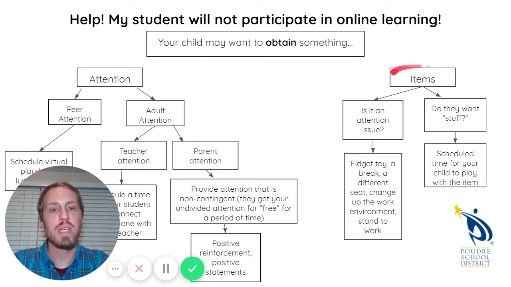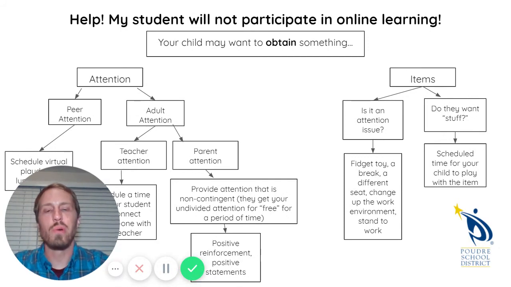And if they're looking to obtain some items, it could be that they're really struggling. They need to fidget with something. That's why they're trying to get a hold of an item. The other idea might be that they just want stuff and they want time to play with things. And so as you look through the chart, it's not going to provide answers for every single problem that you have, and it's more of a starting spot.